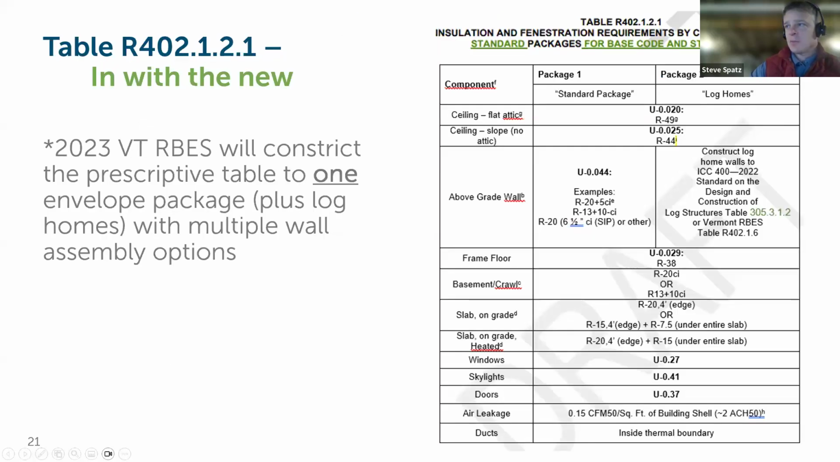And then just one last other piece of importance here as well is currently, up until July 1st, the maximum air leakage rate tested ACH for new construction is 3 ACH 50, and it will now be dropping to 2 ACH 50 for the 2023 RBES.